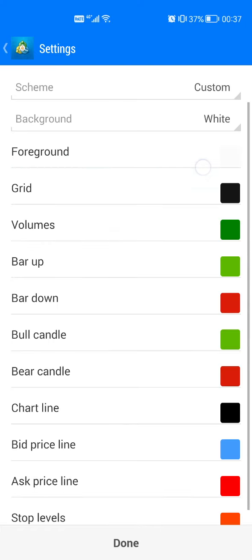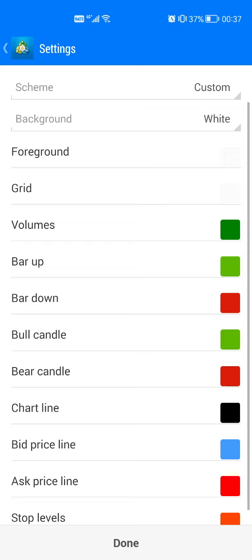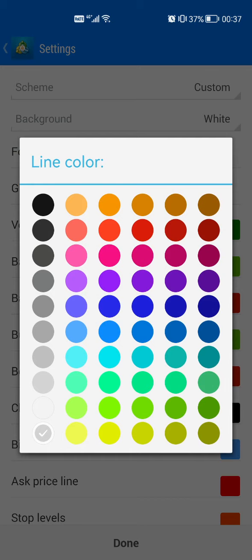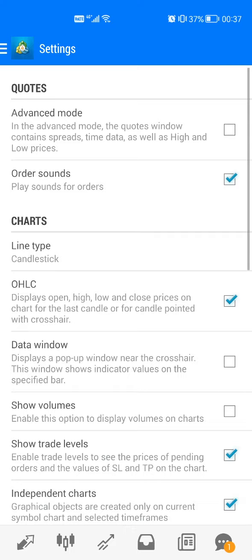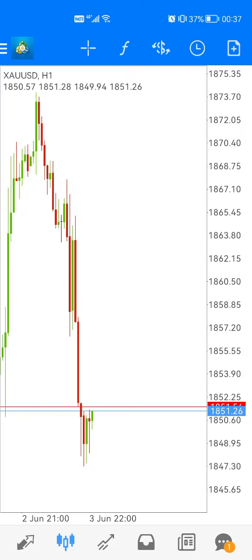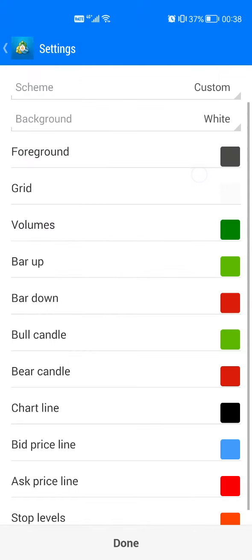And also bear in mind that you need to change your grid. Your grid needs to be white to avoid having those blocks. You will see how your chart will look right now. And then change your foreground to black or light black. Sweet. Very clean.